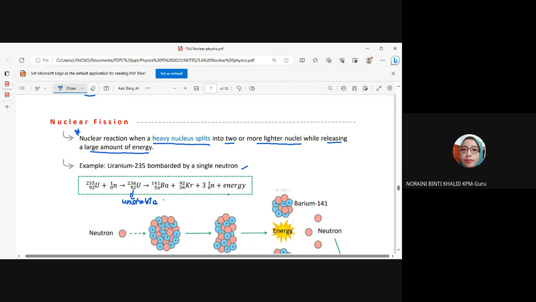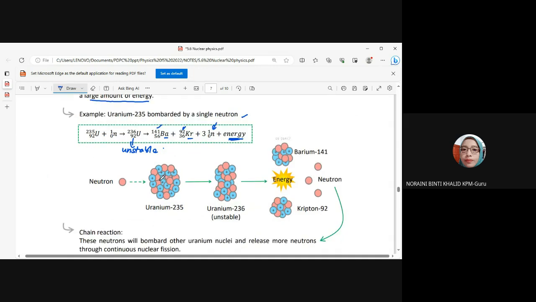Okay, now dia akan split to two, produce barium, krypton. Okay, ini dia punya nuclear number, barium, krypton. Barium and krypton, if you compare the nuclear number, it is lighter nuclei compared to uranium. That's why dia kata two or more lighter nuclei. At the same time also release neutron, 3 neutron and energy. This is example of nuclear fission. Nuclear fission is very important reaction that apply in the nuclear reactor. Dalam reaktor nuklear nak generate energy, dia gunakan nuclear fission.